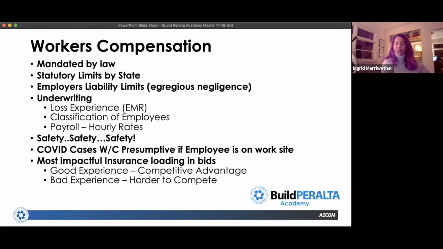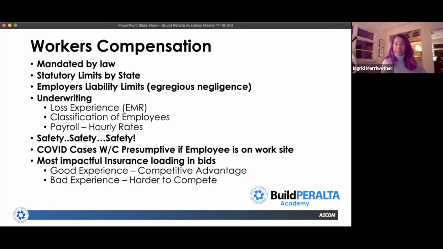But anyone whose employees are away from home and they contract COVID, there's a presumption that it will be deemed they contracted it at work unless you can prove otherwise. And as you can imagine, that would be really difficult to prove. And therefore, it's covered under workers' compensation.